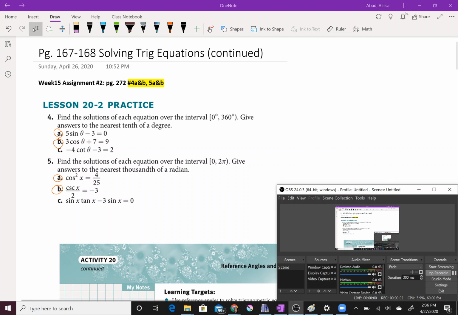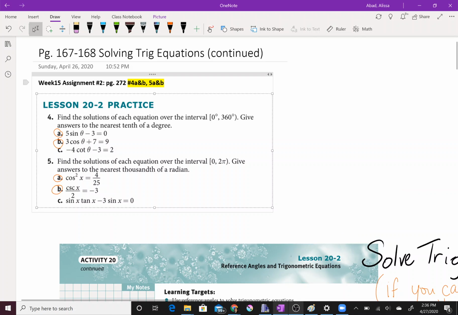This lesson is to go over lesson 20-2, which is more solving trig equations. And the assignment would be 4a and b, 5a and b. So you can omit c in that section.